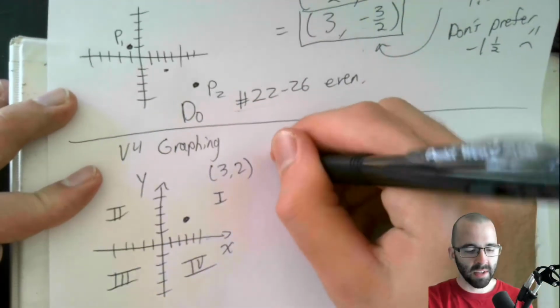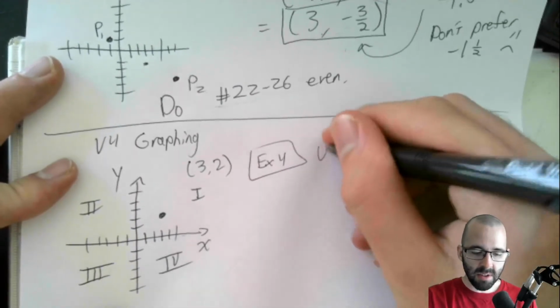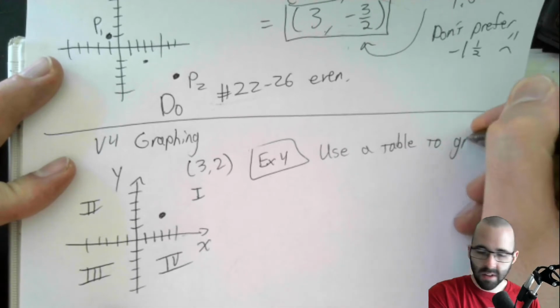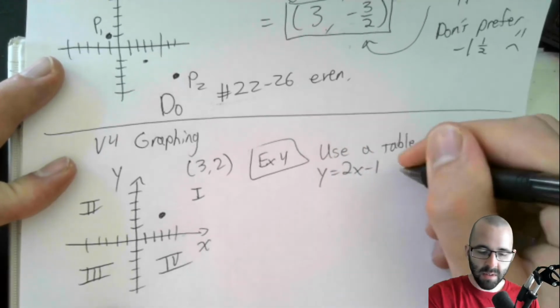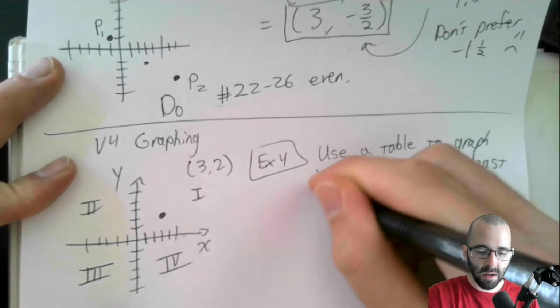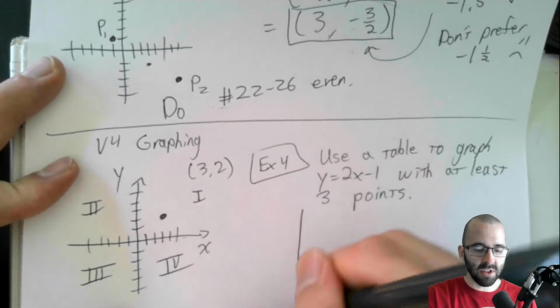Okay, so let's do a problem. Example 4, last part of the section. Use a table to graph y equals 2x minus 1 with at least 3 points. All right, so we're going to make a table. We're going to plot our function.